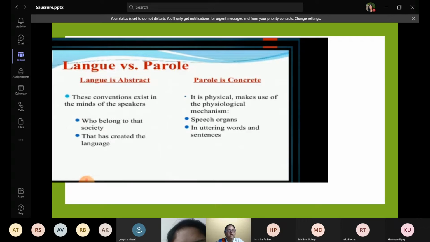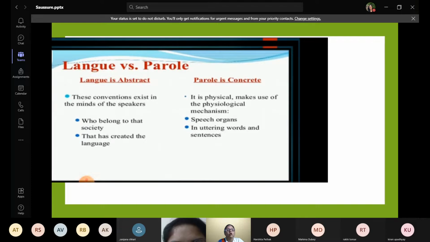Okay, so all the conventions exist in the mind of the speakers who belong to that society. We are Hindi speaking people, so the conventions of Hindi language, the Lang of Hindi language, exist in our mind because we belong to this society. This society has created this language.